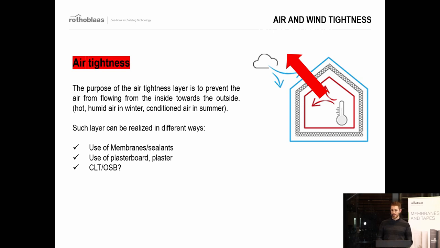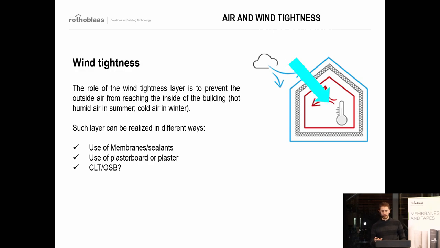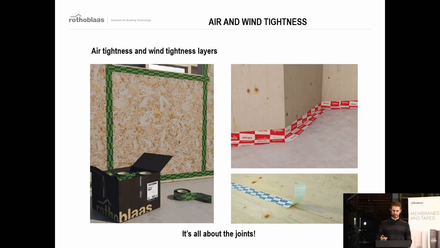For example, the membranes are definitely a good way to make this air tightness layer, but we already said before that CLT can be airtight, and also the OSB is airtight, and of course the use of plasterboard or a plastered finish of your wall can be airtight as well. And to achieve the wind tightness, you can use membranes as well, but you can also use plaster or CLT, so basically the same materials as before.